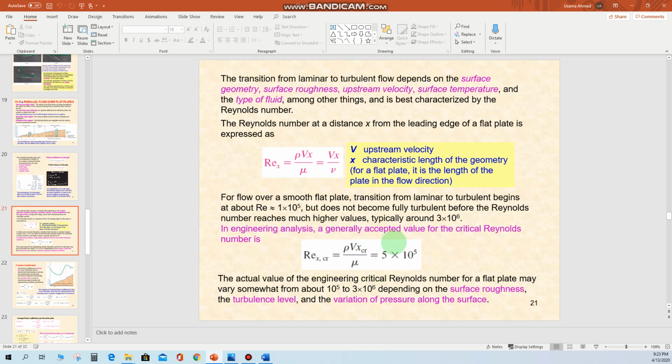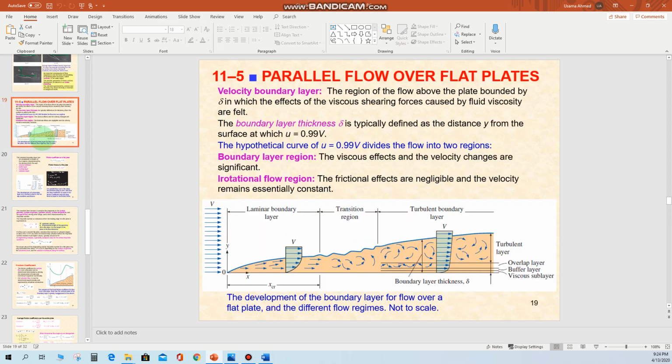Okay, now what is the use of this critical Reynolds number value? If you go back to this figure here, now what we see here, x_cr, represents the region for the laminar flow. Okay, now you can estimate what should be the length of the flat plate in which you can have the laminar boundary layer.